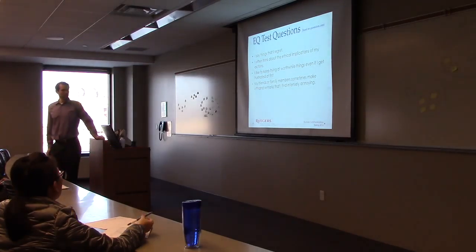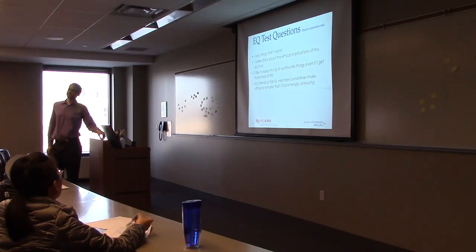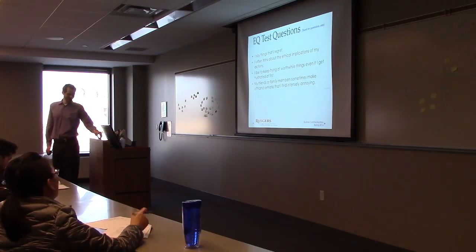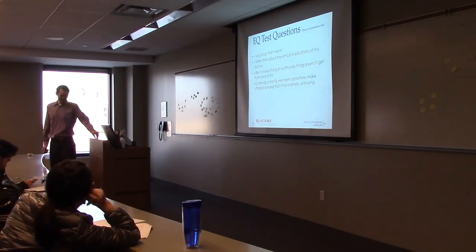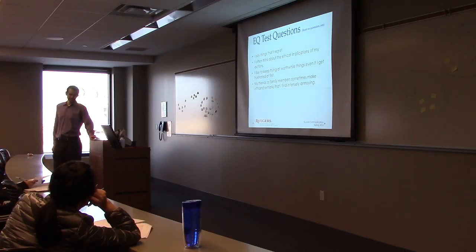My friends and family members sometimes make offhand remarks that I find intensely annoying. Second. This is a low EQ. And I think that this has got to do with self-awareness. Okay. So I'd say emotional management.